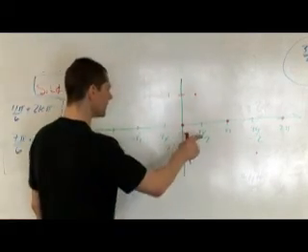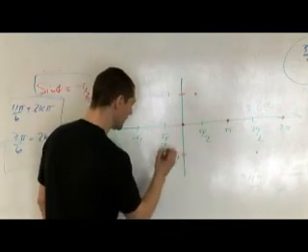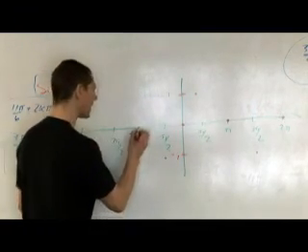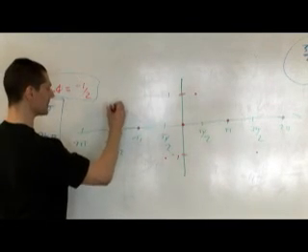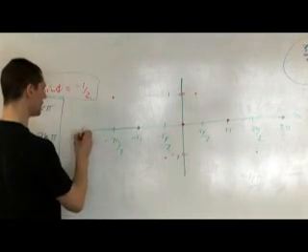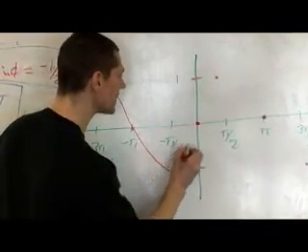Okay, and similarly, we know that the sine of negative pi over 2 is negative 1. The sine of negative pi is 0. The sine of negative 3 pi over 2 is 1. And the sine of 2 pi is 0. Here's the picture of sine, and this is one of those you really got to know.